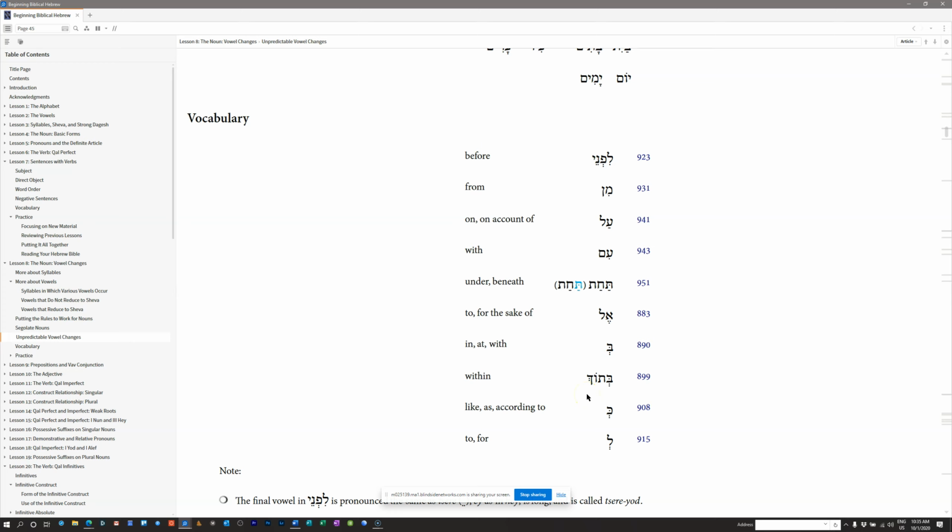All right, betoch, within. I don't really have a mnemonic for that one. And then the cough preposition would be like. So if I run like the wind, that would be cowind. According to would also be like in conformity with, that sort of idea. And then again, the lamed preposition here is to or for, often indicates purpose.